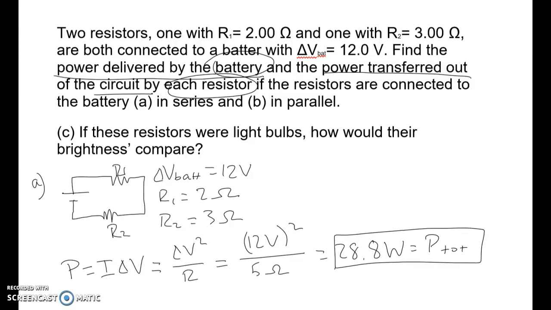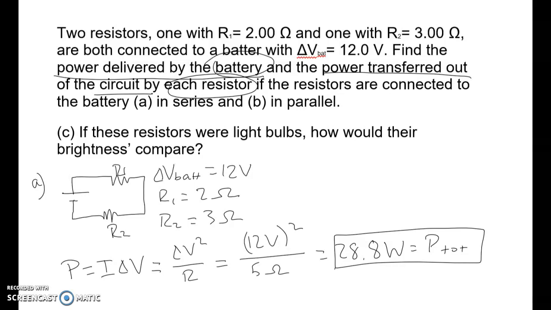All right, so now let's find the power used by each circuit element. So we're solving for each circuit element. Okay. If we knew the current running through it, we can use this equation. We could also use V squared over R, or we can use I squared times R.